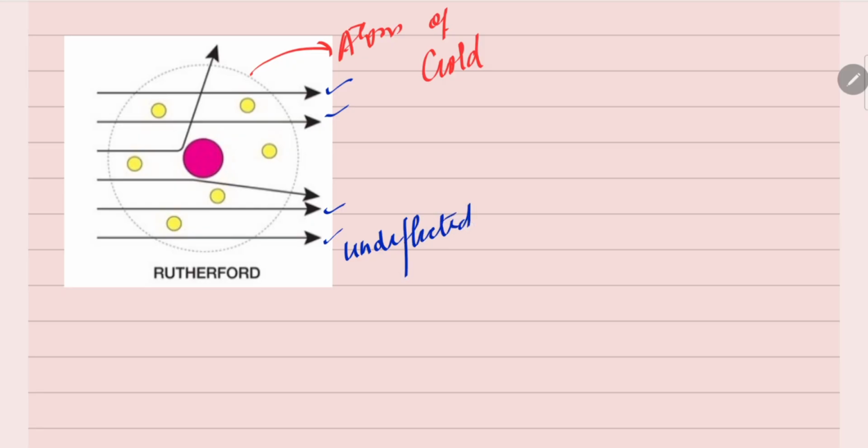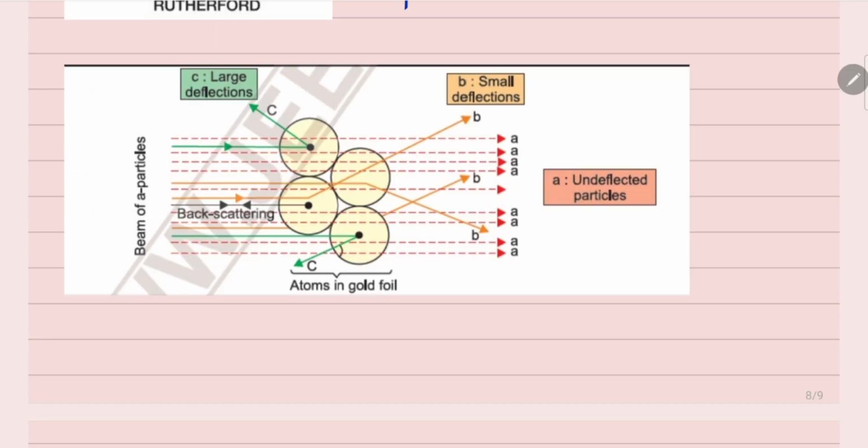A few were deflected at certain angles, and there was only 1 out of 12,000 which was deflected back. So these were the observations of Rutherford's gold foil experiment. From this experiment he got to know a few things.